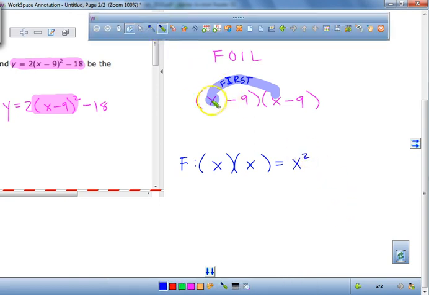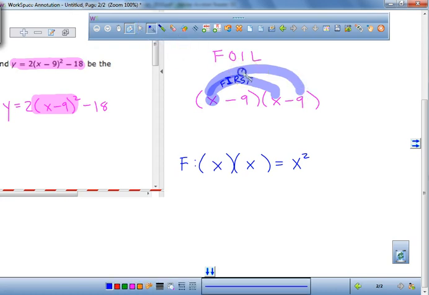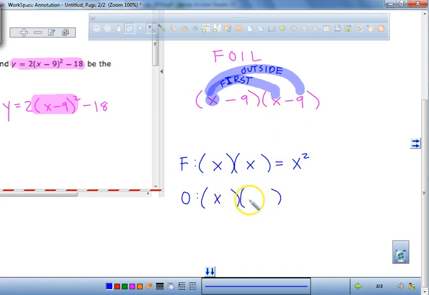Now, the next thing we're going to do is multiply the outside products, or the outer products. I'm going to write the word outside right here. So what are my numbers that I'm multiplying on the outside? What are my terms? X, and be more specific, negative 9. When I multiply those, what do I get when I multiply x times negative 9? Negative 9x, very good.